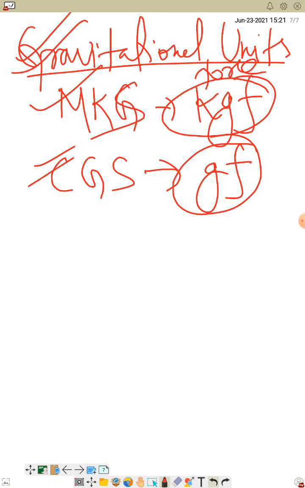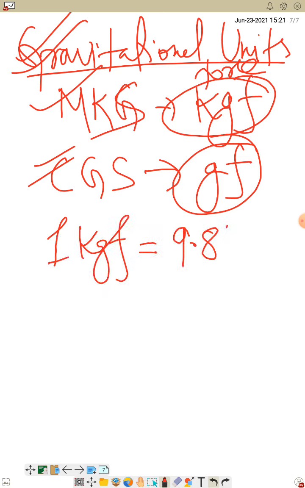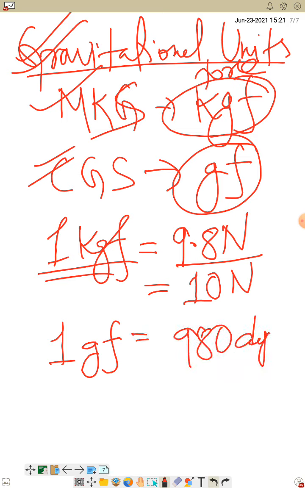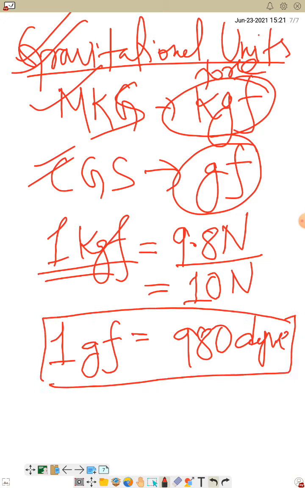Are you getting my point? Yes. Okay, where 1 kgf भनेको चाहिँ how much? It is 9.8 Newton. 1 kgf भनेको चाहिँ कति रहेछ 9.8 Newton, which sometimes we approximate as 10 Newton. Similarly, 1 gram force is how much? 980 dyne. So please remember this too. 1 kgf means 9.8 Newton or 10 Newton, and 1 gram force equals 980 dyne.